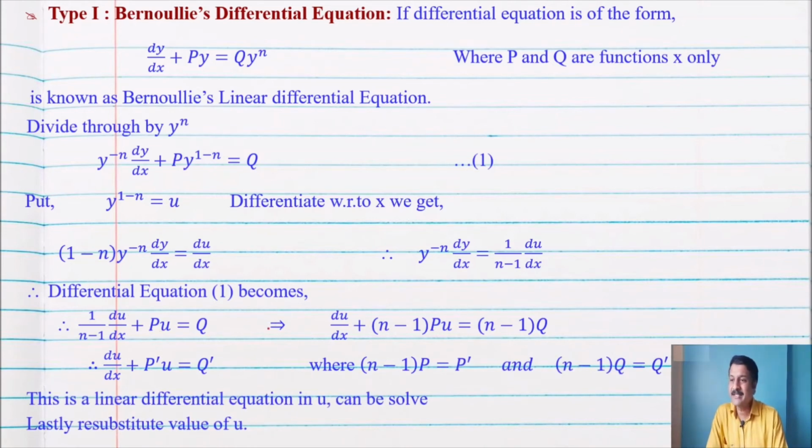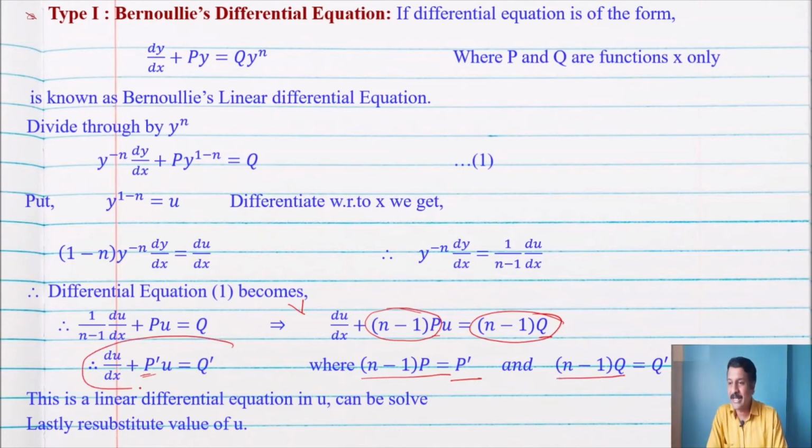And this implies that if we multiply throughout by n minus 1, what does it become? It becomes du by dx plus n minus 1 into p into u equal to n minus 1 q. Note that here p is a function of x only, q is also a function of x only, and this is a constant. So I can put this as p dash and this as q dash. So p dash equals n minus 1 p and q dash equals n minus 1 q.